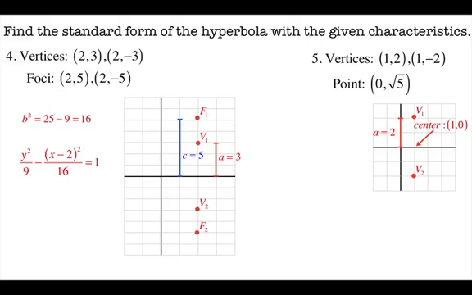They don't give me information about the focus, but they do give me a point. So this is what I'm going to do: I am going to just solve for B squared. I already know my center. I already know my A. So I square it, and that's why I have this. And again, it's opening up and down. That's why the y squared is positive.